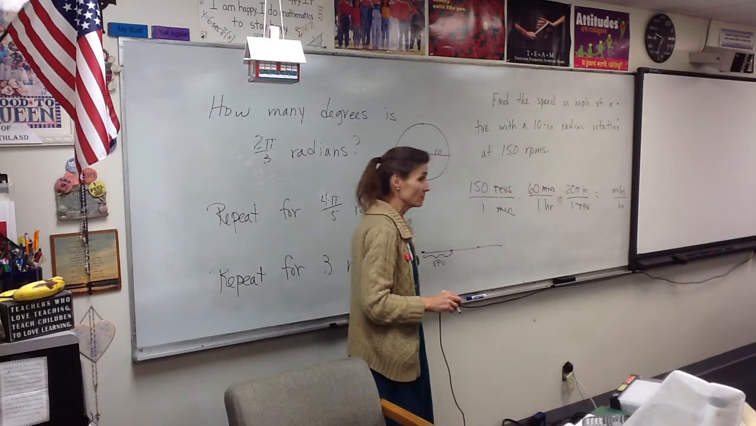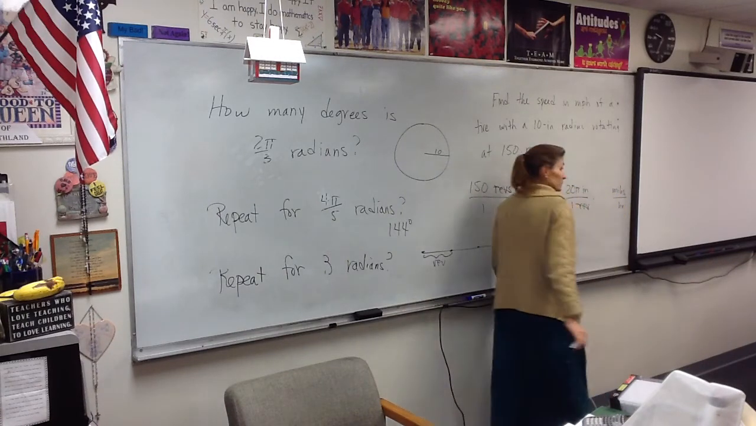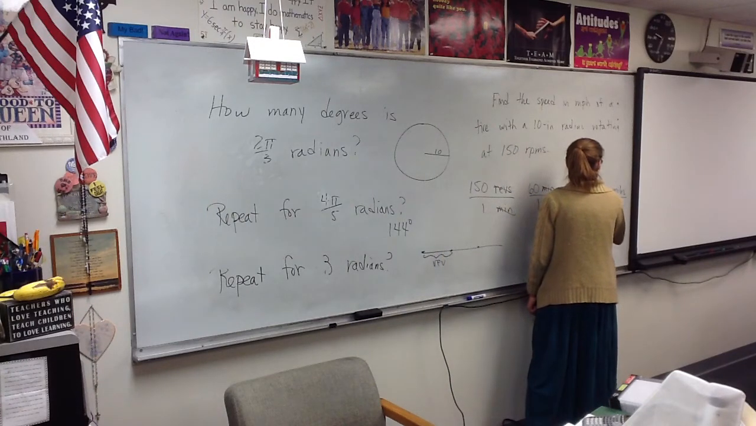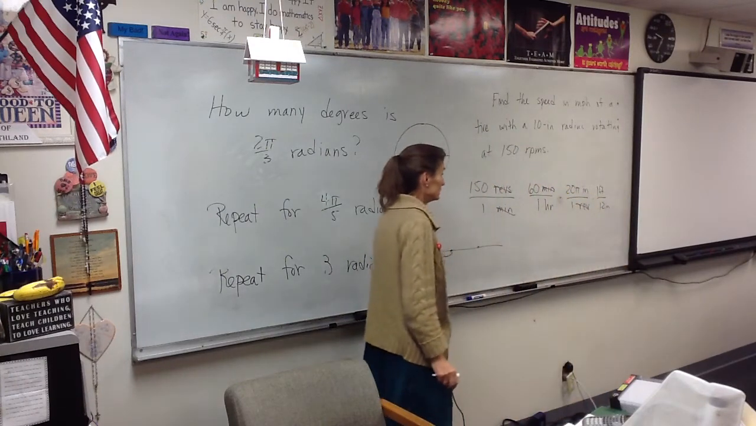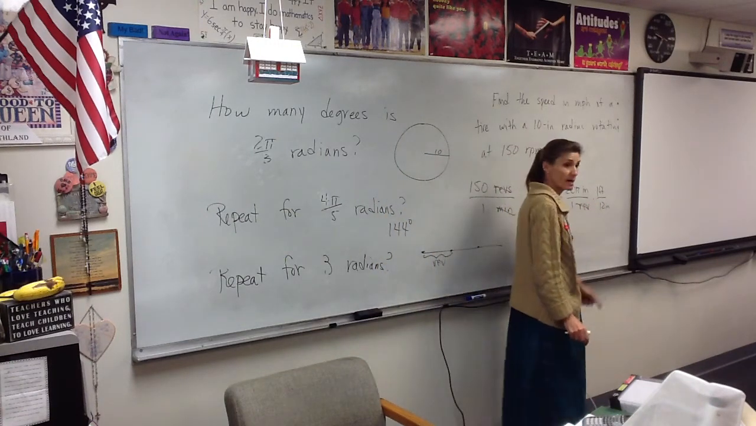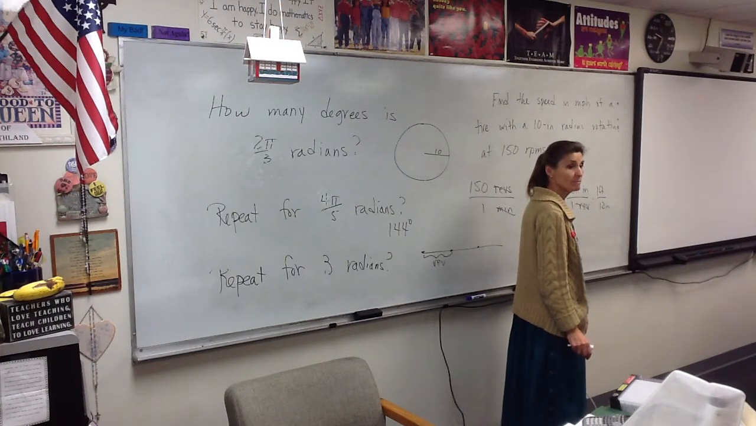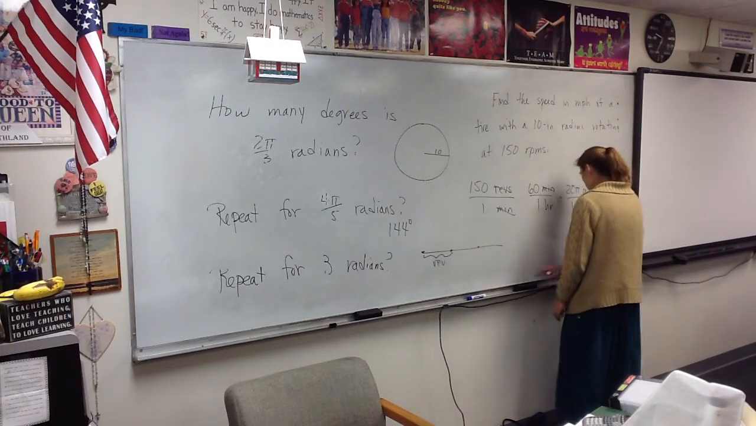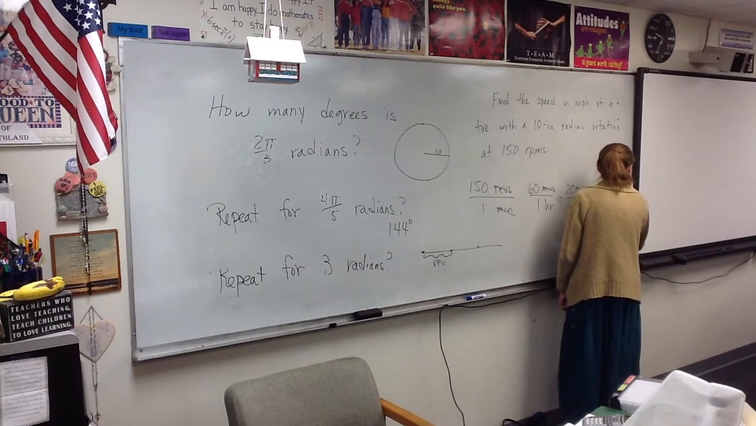You have to get to miles. So what are you going to do? Got to go to feet. 1 foot is 12 inches. And then we have to get from feet to miles, don't we? So what do we know? What's that conversion? 5,280. 1 mile is 5,280 feet.